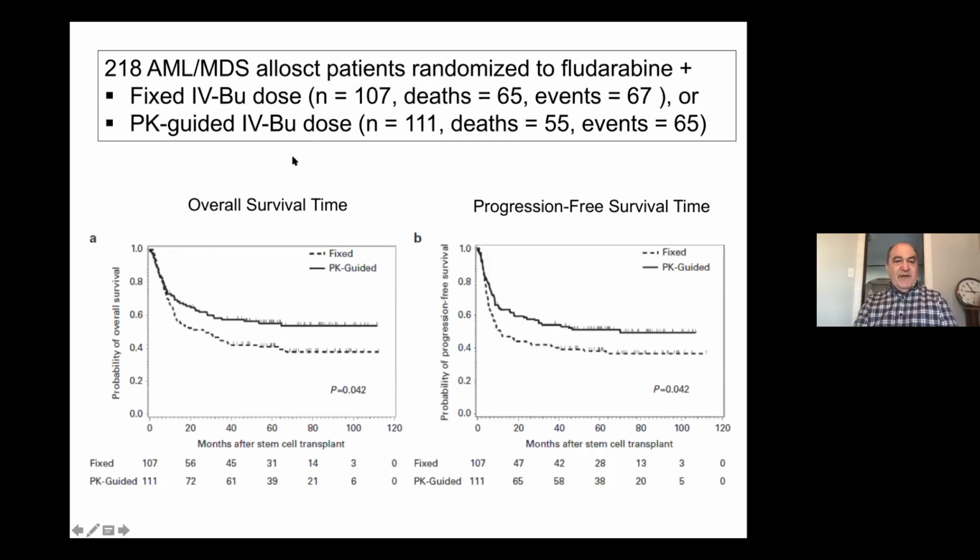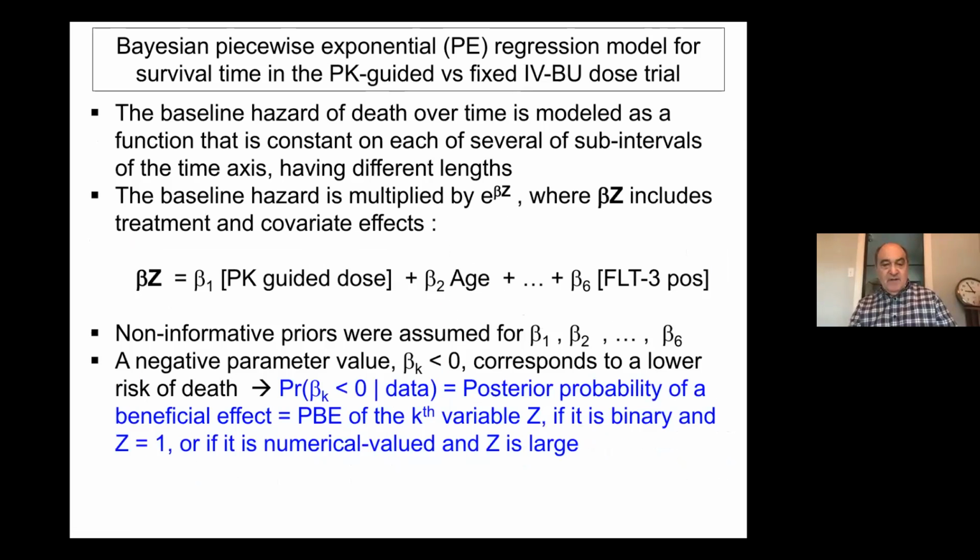So here's a picture of some data. We got 218 patients who were randomized to fludarabine, fixed dose IV BU, 107 patients, or PK guided IV BU. And you see that the PK guided gives you a higher survival. So using the pharmacokinetically guided dosing improves survival. And this has been known for a long time. I apologize for using p-values. If I did it today, I wouldn't.